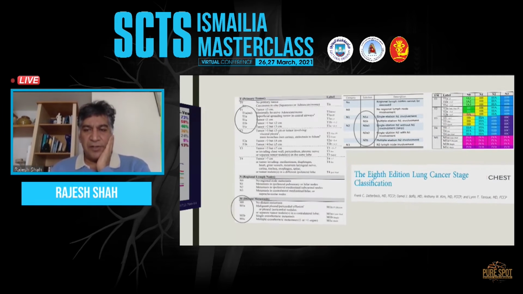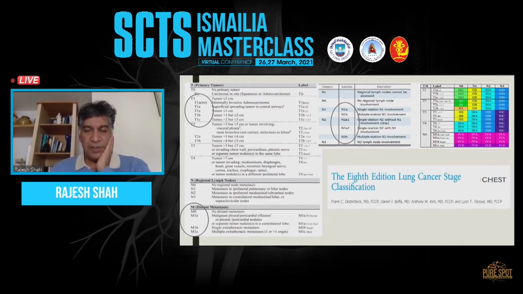This is the 8th edition of lung cancer staging, which is now widely utilized across the world by physicians involved in lung cancer management. The major change is in the T status. As you can see, the T1 is stratified now into several groups, with T1A, less than 1 centimeter tumor, T1B 1 to 2 centimeter, T1C 2 to 3 centimeter.